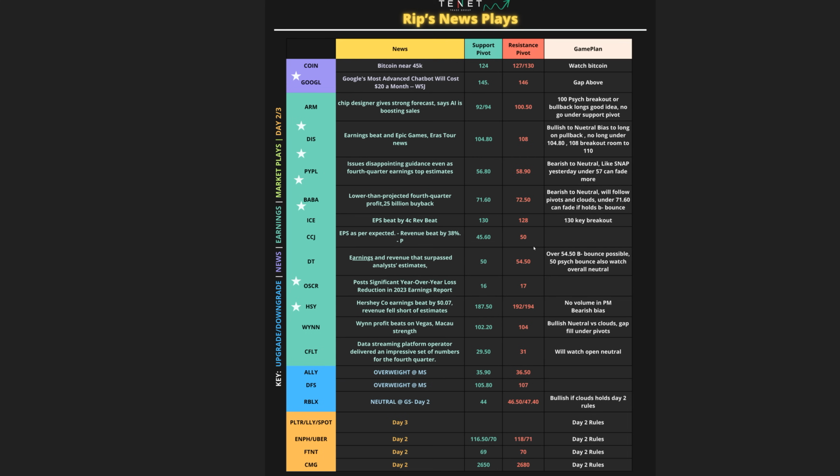Anyway, so I was talking about Disney. The plan on Disney was simple. This morning, the plan on Disney was: the support pivot was 104.80, resistance pivot was 108, bullish to neutral, long on a pullback, no long under 104.80. 108 is a breakout, room to 110. So you can clearly see the plan.